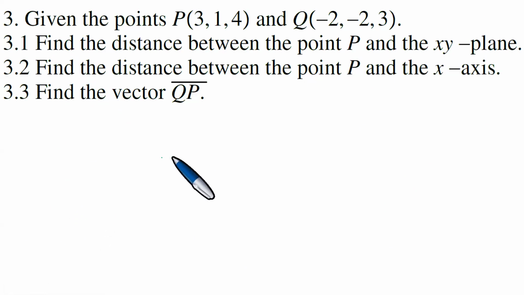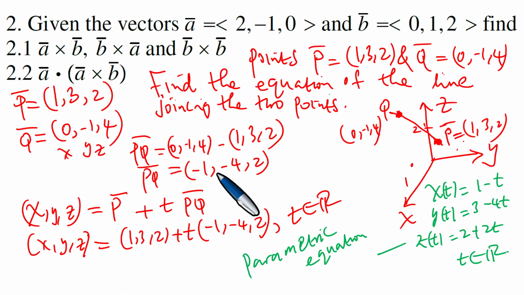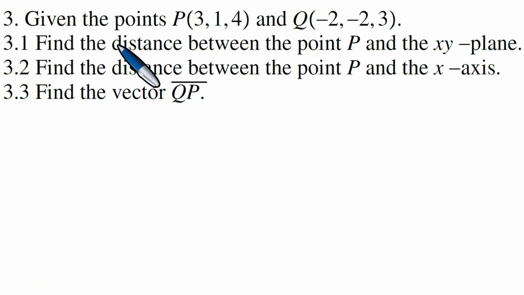Now let's look at number 3. Given the points P, hey, it's like I knew there were points. The truth is, I didn't know. I just gave the points P and Q before in the previous question from my head. But now I can see number 3. Given the points P with coordinates (3, 1, 4) and Q with coordinates (-2, -2, 3), find the distance between the point P and the XY plane.